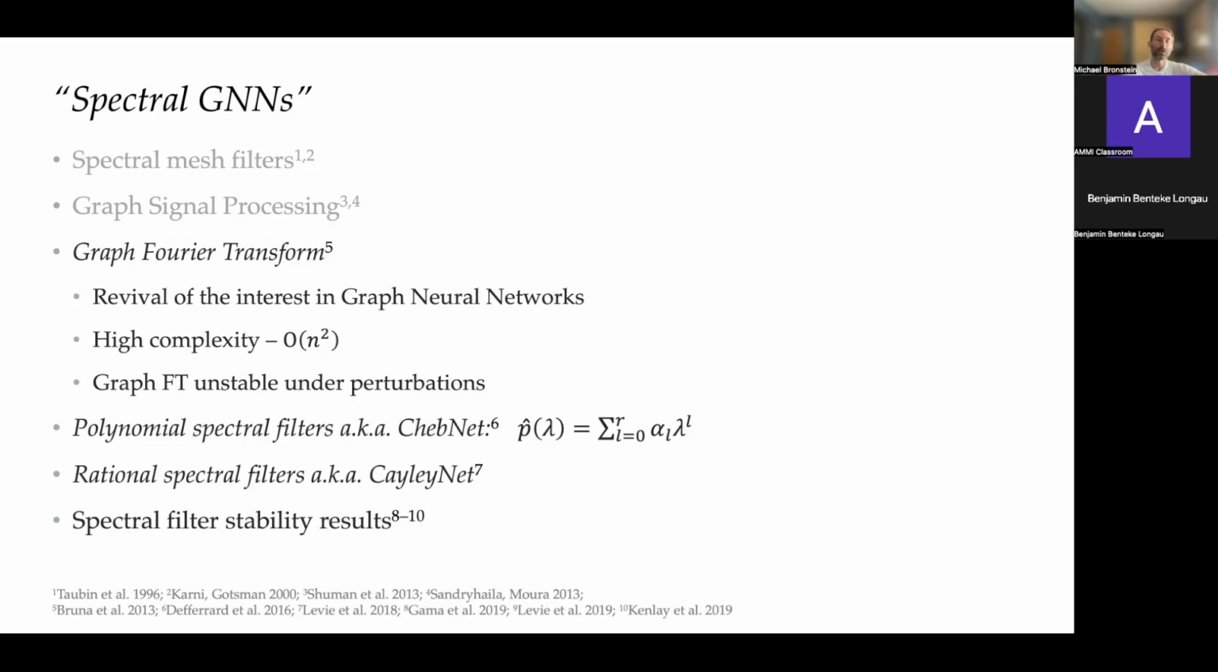And this was one of the papers that revived the interest in graph neural networks that were defined before, but it suffered from high complexity and instabilities under perturbations.